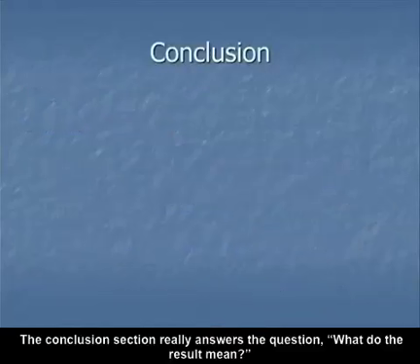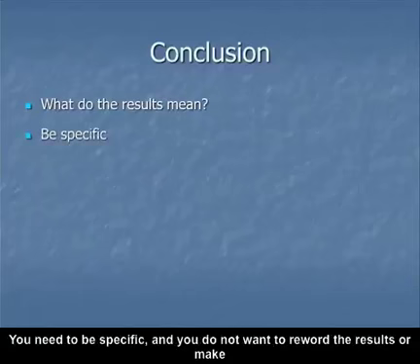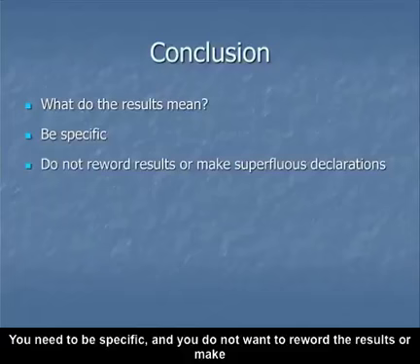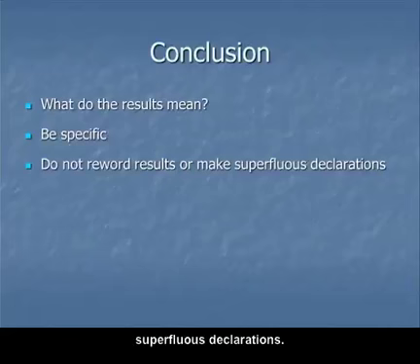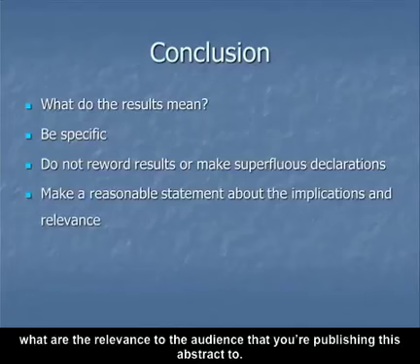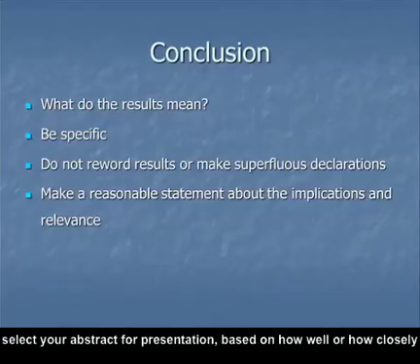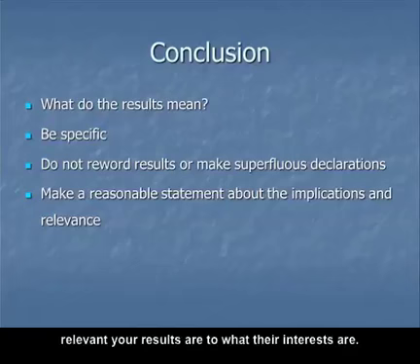The conclusion section really answers the question, what do the results mean? You need to be specific, and you do not want to reword the results or make superfluous declarations. You need to make a reasonable statement about what the implications mean and what the relevance is to the audience that you're publishing this abstract to. This is really important because reviewers or readers may choose to read or select your abstract for presentation based on how closely relevant your results are to their interests.